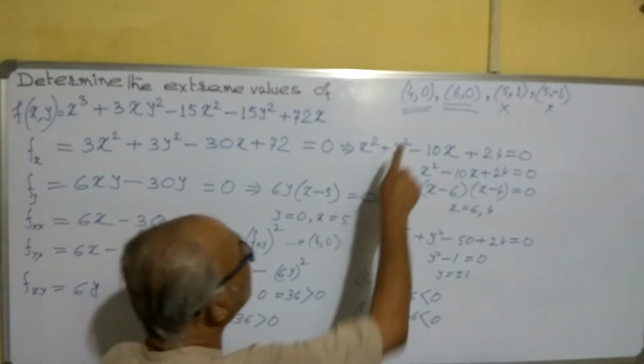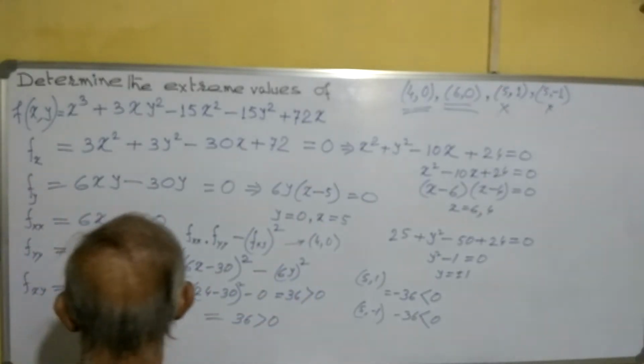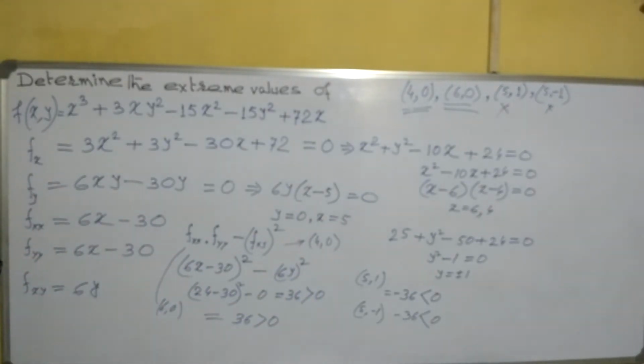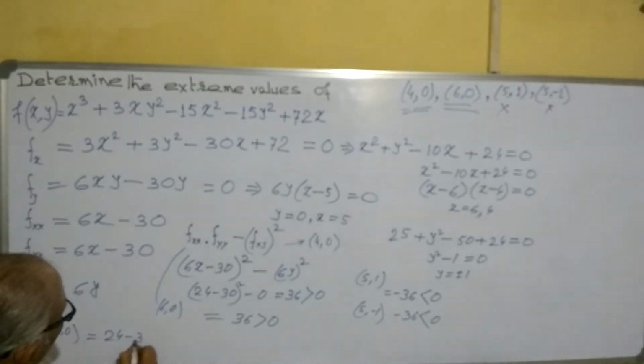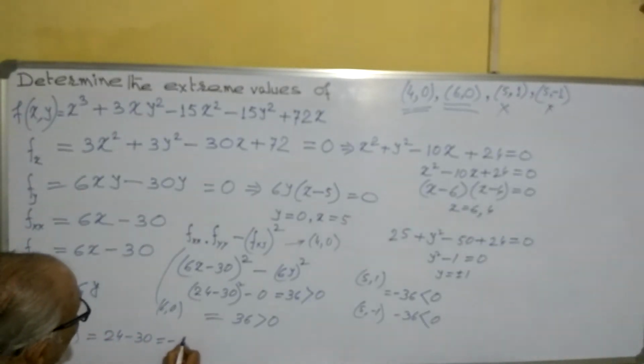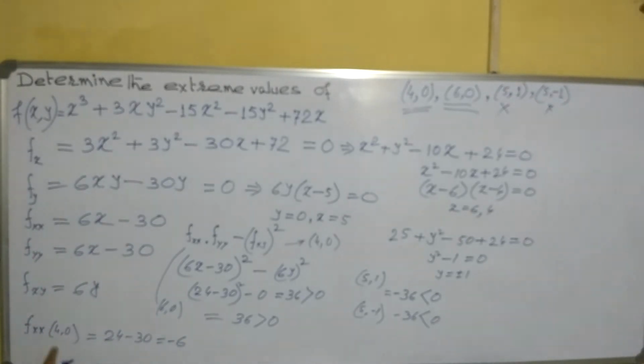Okay, now we will check for these two, (4, 0) and (6, 0). We check fxx at 40. So what we are getting? This is equal to 24 minus 30 equals minus 6. If it is negative, that means this one will give us maxima.